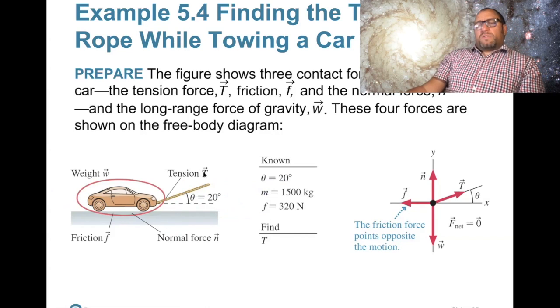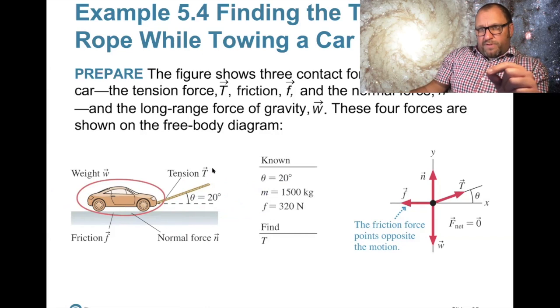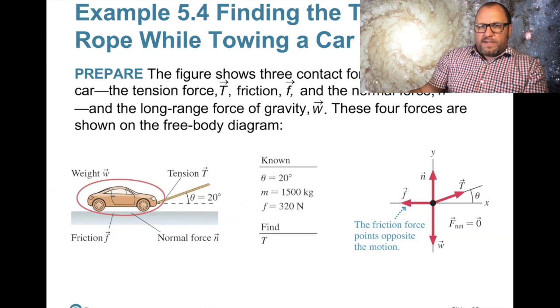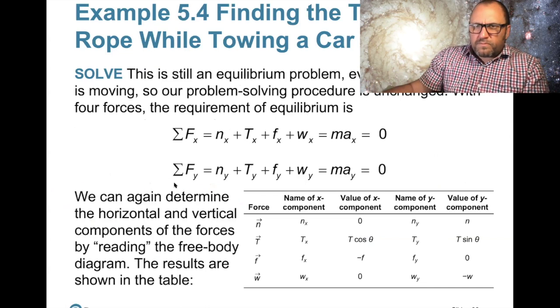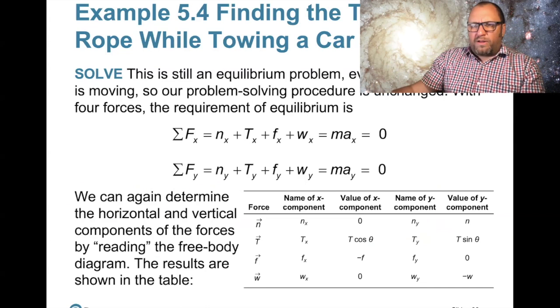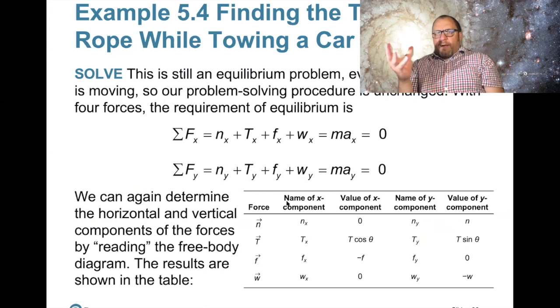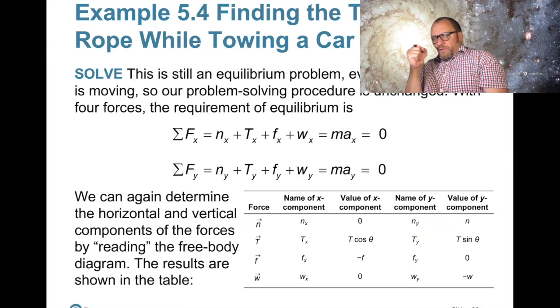Okay, so we know what our x component of the force is. That has to equal our frictional force. Those two are equal and opposite because it's in dynamic equilibrium. So we add up all of our forces here. This is still an equilibrium problem, even though the car is moving. So our problem solving procedure is unchanged.